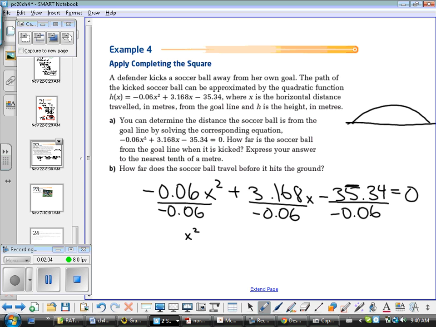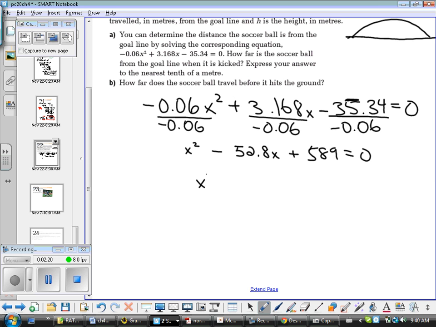I'm going to get 52.8, so it's going to be negative. This part's going to be positive, so 35.34 divided by 0.06 is 589. One thing I haven't done yet is put my constant term over on the right. So that's what it looks like when I get rid of that decimal, which is kind of what I wanted to do.